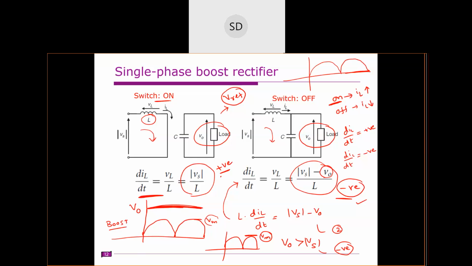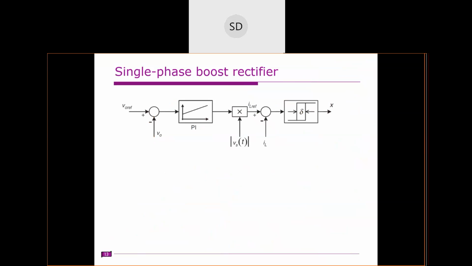Right, so let us design the controller. For this, you need to shape your inductor current something like this. I already said that this is the maximum, so whatever the current is, that is the maximum current.